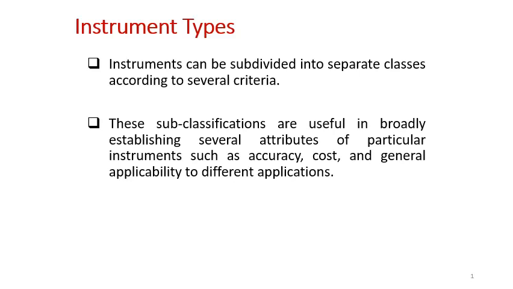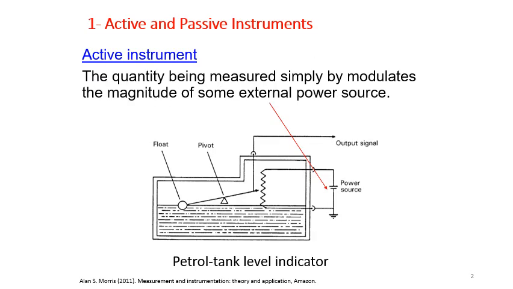Instrument types. The instruments are classified or subdivided into separate classes according to many criteria. It's good to classify the sensors so that we can select the suitable one for us in our application. In active and passive instruments, it's a kind of classification where we are going to put the sensors in one of these categories, either active or passive.